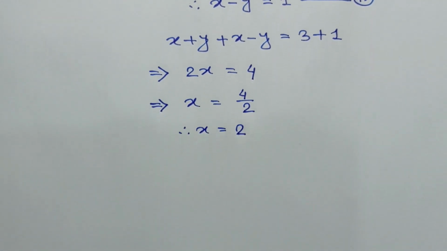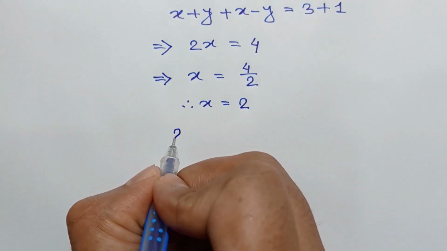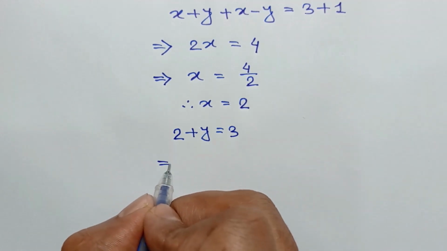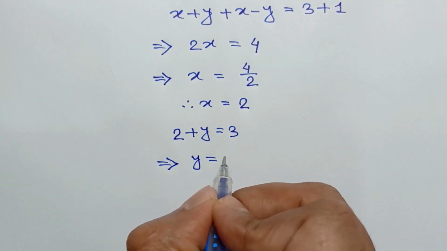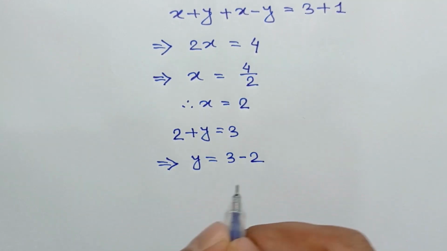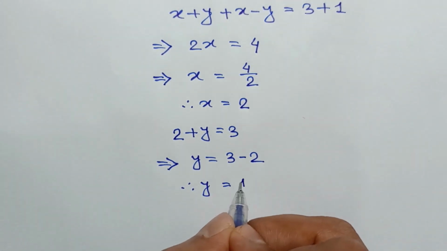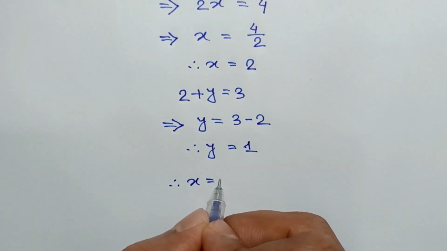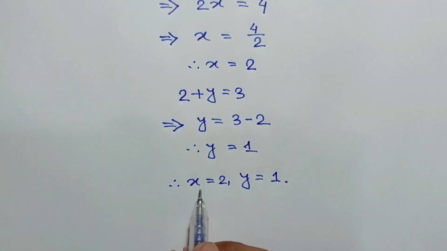Now substituting this value of x in equation number 3, we can write 2 plus y is equal to 3. Taking this 2 to the right side, we will have y is equal to 3 minus 2. So the value of y is 3 minus 2, which is 1. So the value of x is equal to 2 and y is equal to 1. This is the solution of these equations.